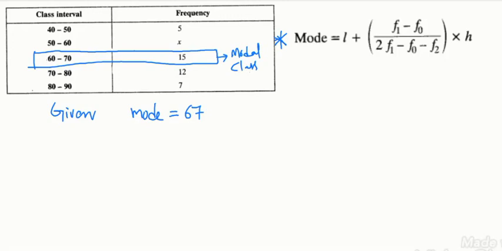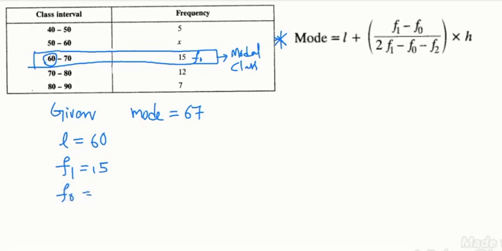I will tell you everything carefully, follow me. First of all, L. L is nothing but the lower limit of the modal class. So the lower limit is 60, so L is equal to 60. Next, F1. F1 is the frequency of the modal class. So this is your F1. F1 is 15.